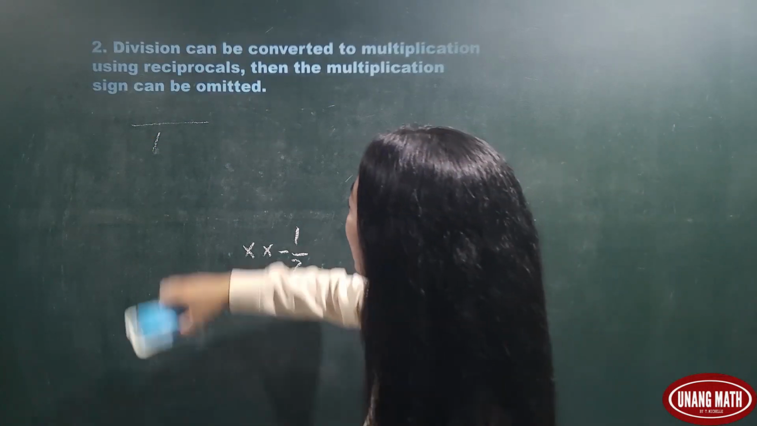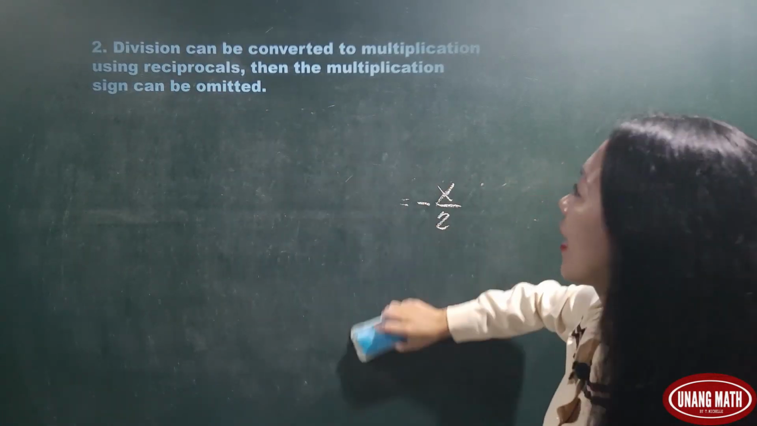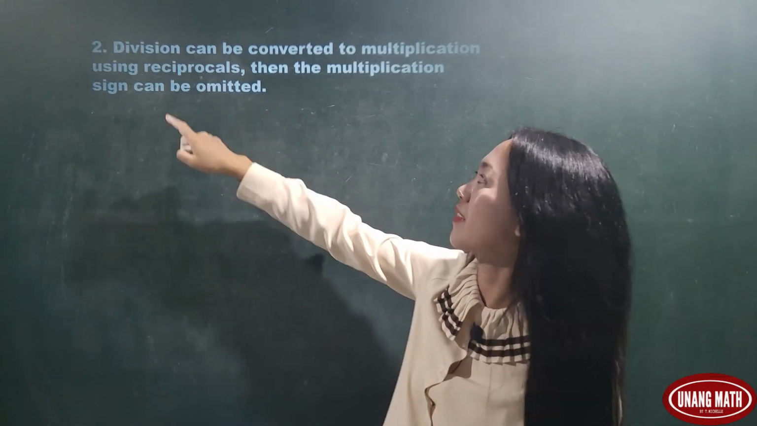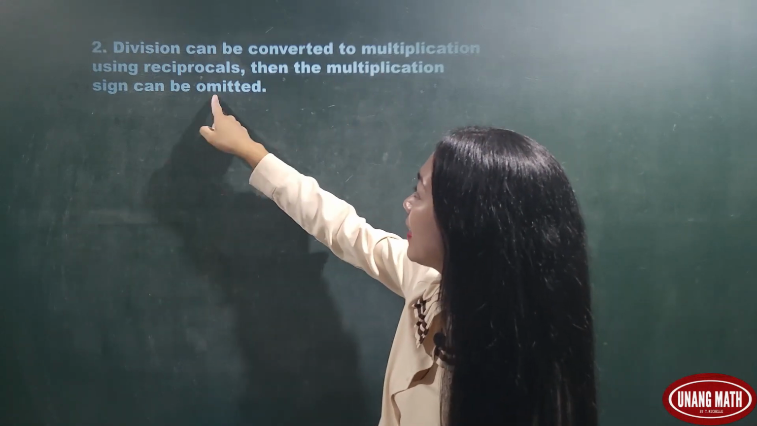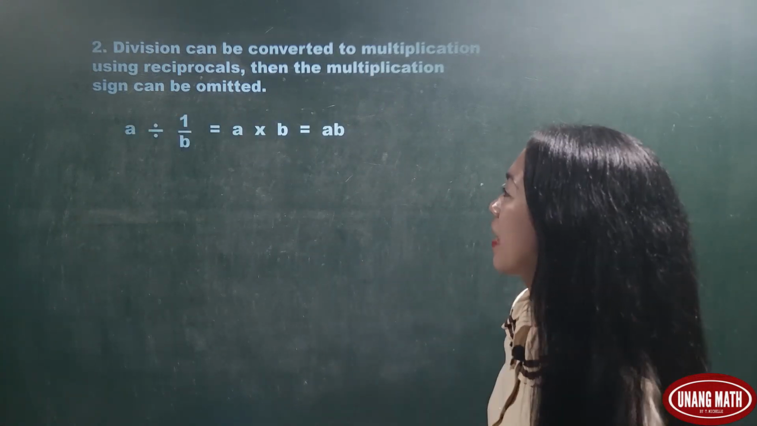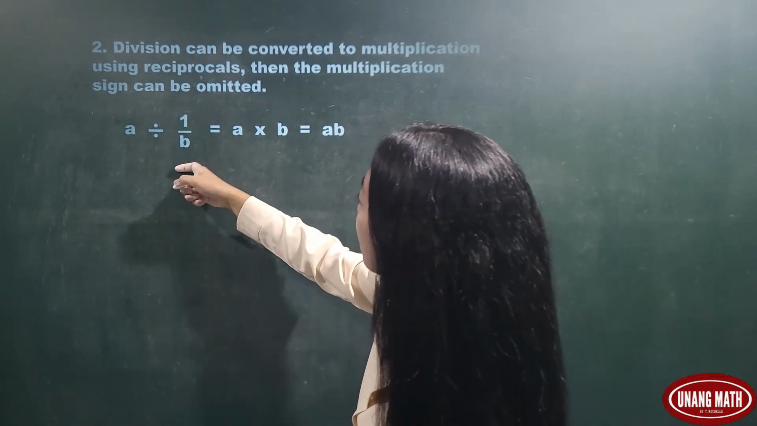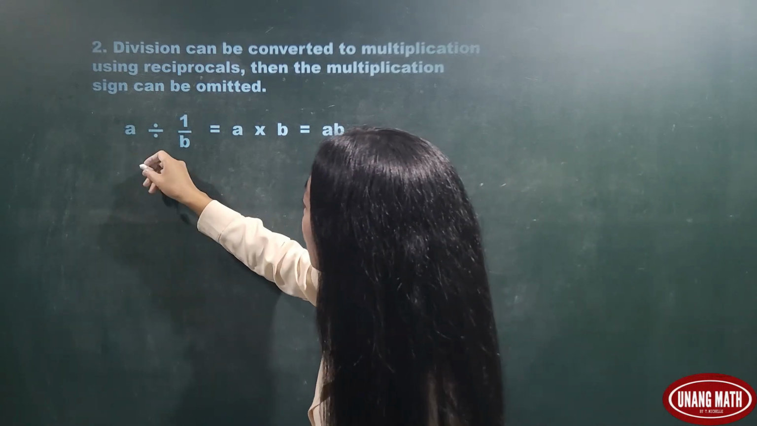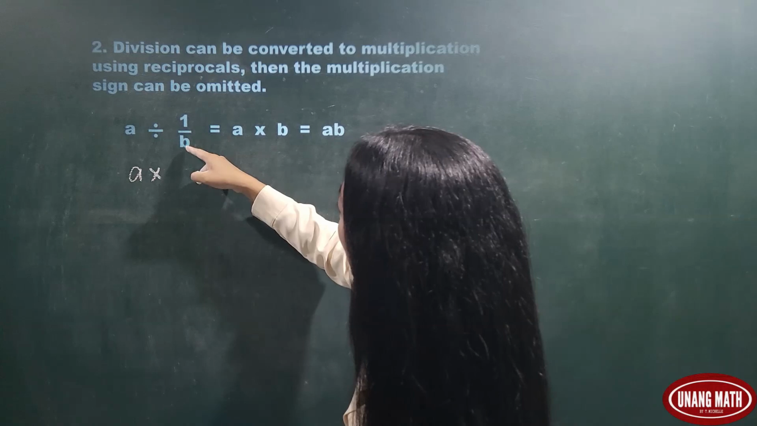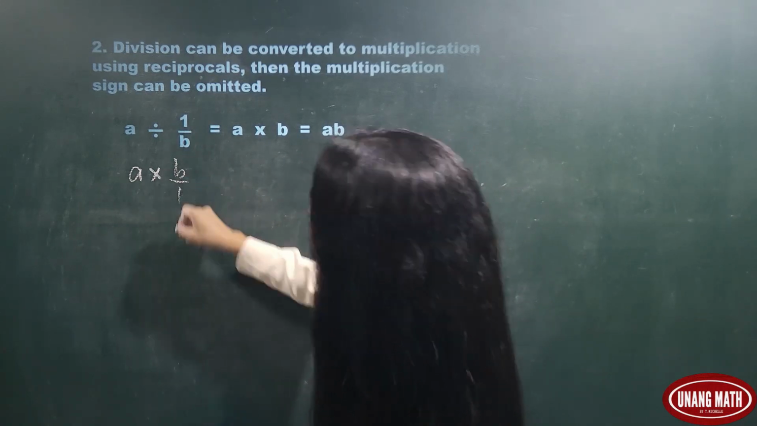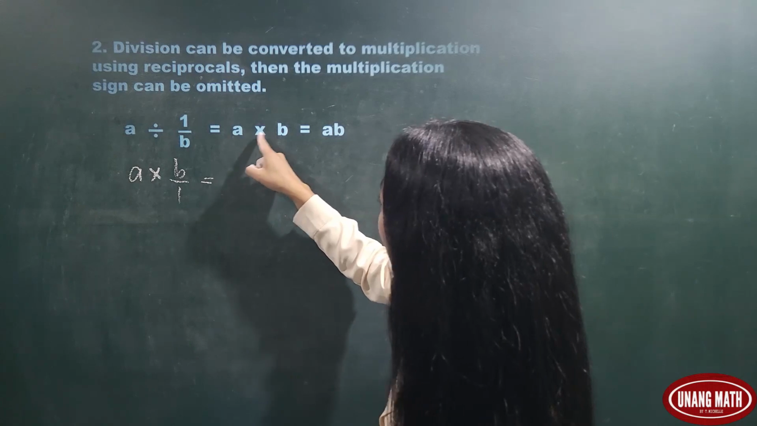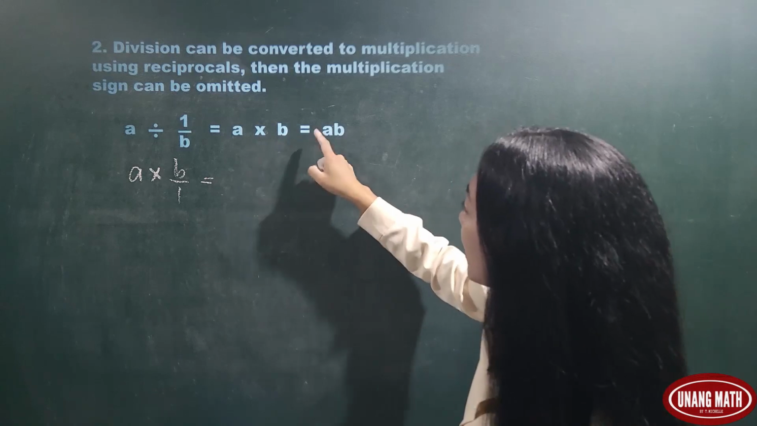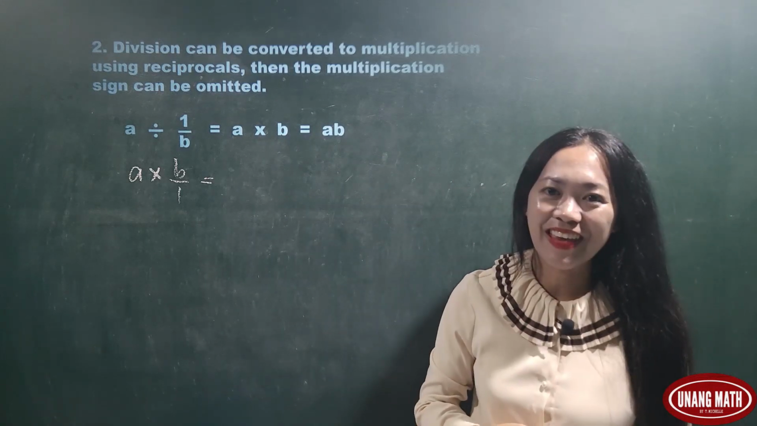Next situation where we can omit the division sign: division can be converted to multiplication using reciprocals. Then the multiplication sign can be omitted. Let's give an example. a divided by 1 over b is equal to a times b, and this is equal to ab. How is it? a times the reciprocal of 1 over b, which is b over 1, is equal to a times b. Let's go back to the rule. We can just remove this multiplication sign. So this is equal to ab.